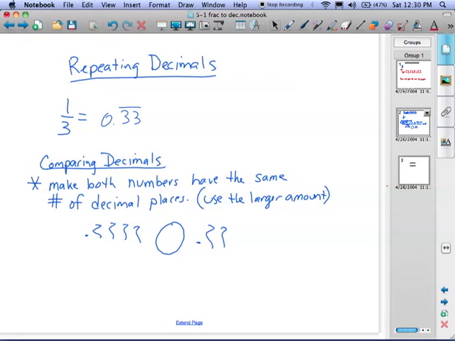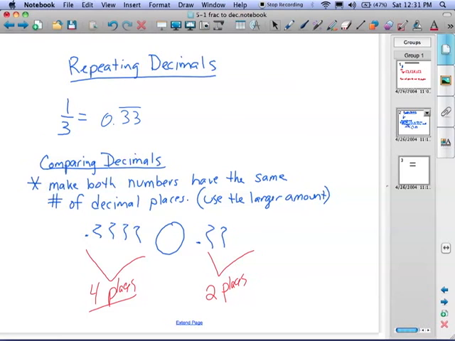So the first example is squiggles, and it has 4 places. That's important to know. That's the only thing that matters there is the fact that it has 4 decimal places. The second one only has 2 places. That's a problem. We need to make sure that our decimals all have the same number of decimal places. So what can we do to change this to make sure that they both have the same number of decimal places? In the past, I've heard, look at the first one, take off the last 2 decimal places.